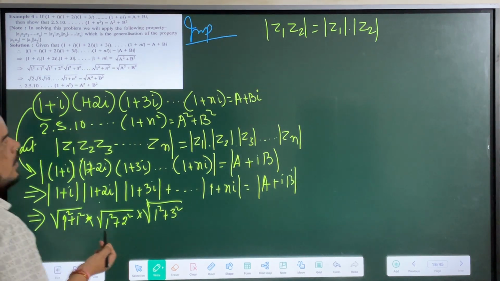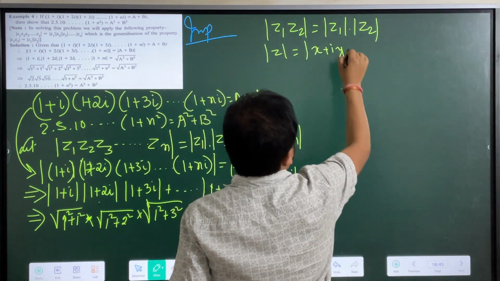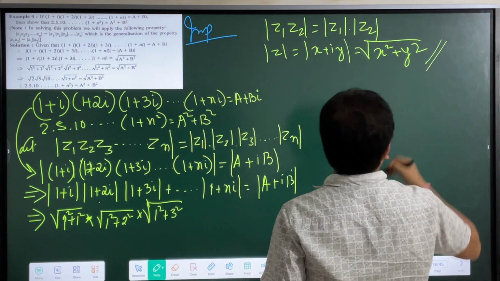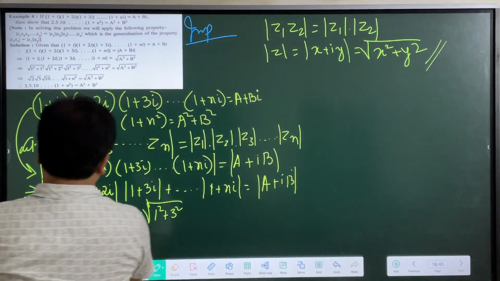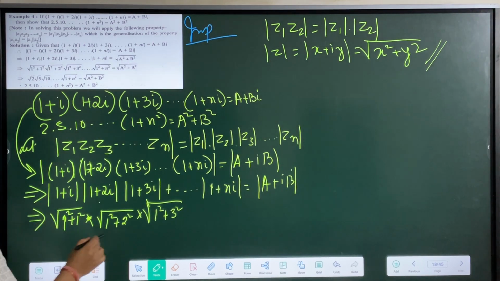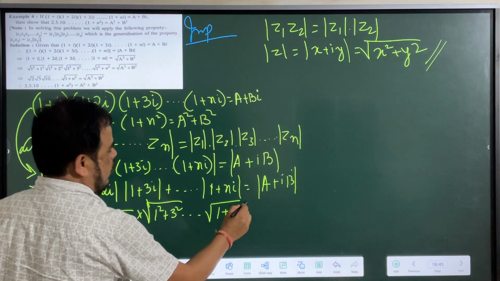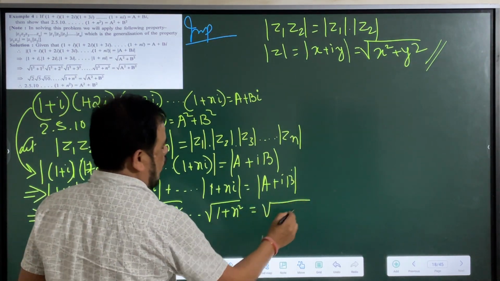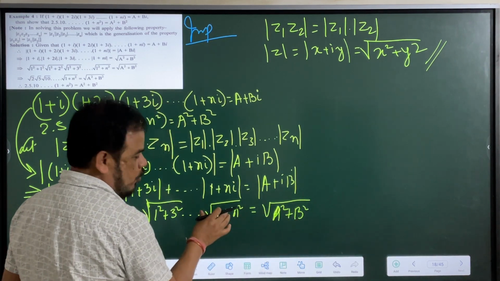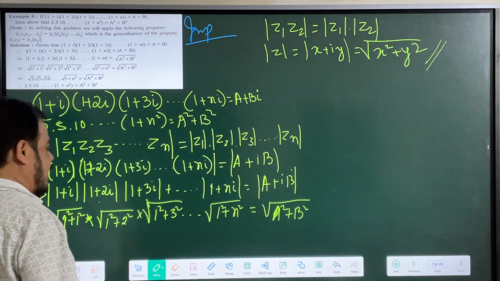I hope you remember: modulus of Z is equal to modulus of X + iY, which is the square root of X² + Y². This is a formula. So for 1 + i, X is 1, Y is 1, so X² + Y². Continuing, modulus of 1 + ni equals the square root of 1² + n².